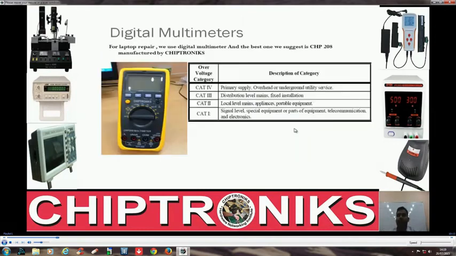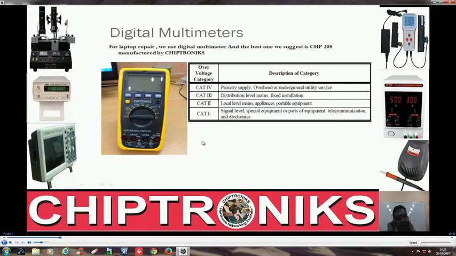Digital multimeter. Here in our lab we are using the CHP 208, which is manufactured by Tronik, and this is an auto ranging multimeter. By auto ranging I mean you don't have to turn the knobs. It will automatically register the value. Like if it is in the range of 1000 ohm, or if it is in the range of 100 ohms, you don't have to turn the knob across that, it will automatically show the value.